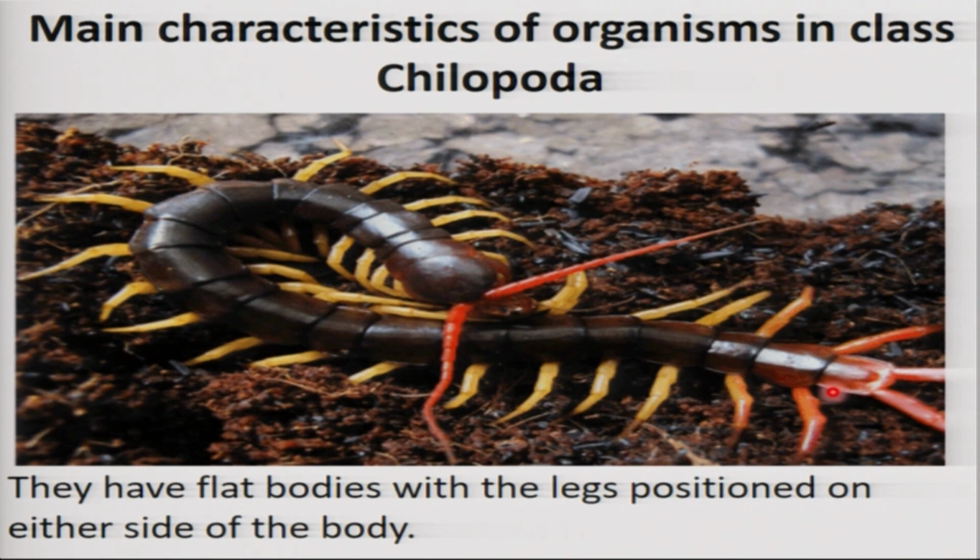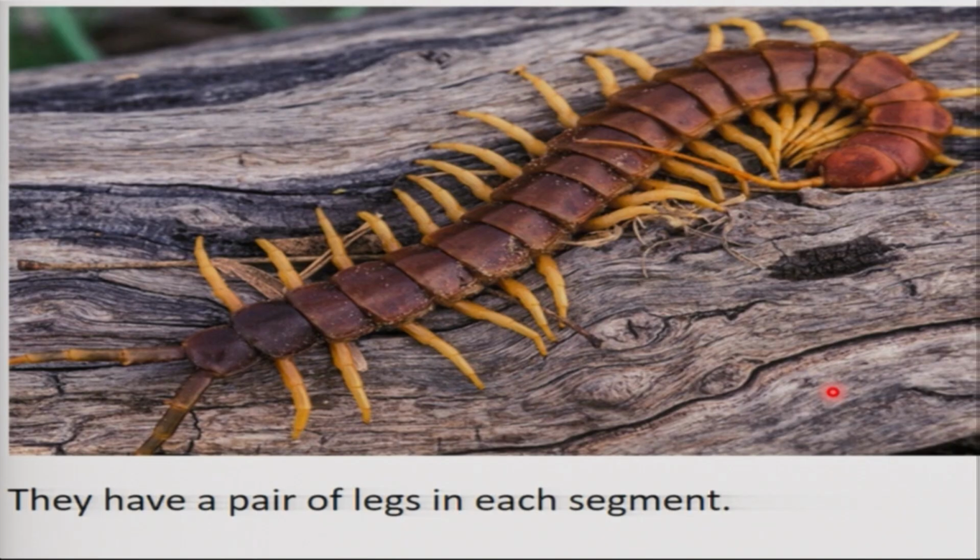All right? That is one major characteristic of the class Chilopoda. Another thing we can mention on class Chilopoda, still you can look at the diagram there. Look at the picture there. They have a pair of legs on each segment. I mentioned that. When you look at each segment clearly, it is very visible. It can easily be seen here.